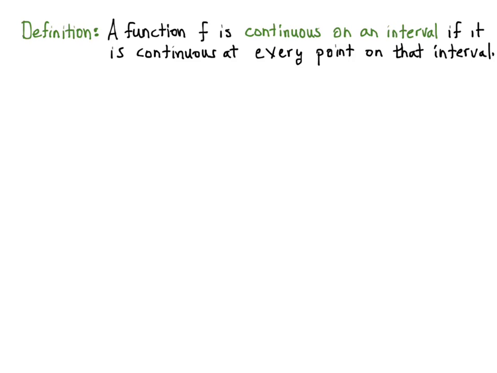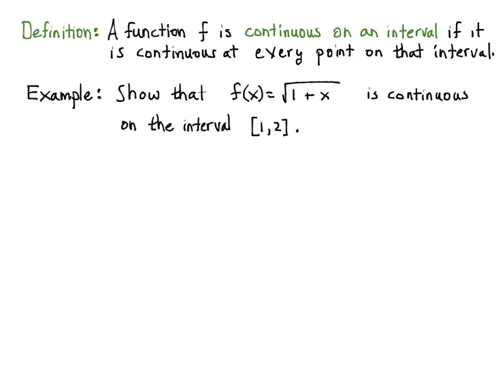Okay, so let's move on. Another definition. We can say a function is continuous on an interval if it's continuous on every point on that interval. So this is kind of another breakdown. If we have just an interval that we're looking at, here we want to see that this is continuous on the interval 1 to 2.